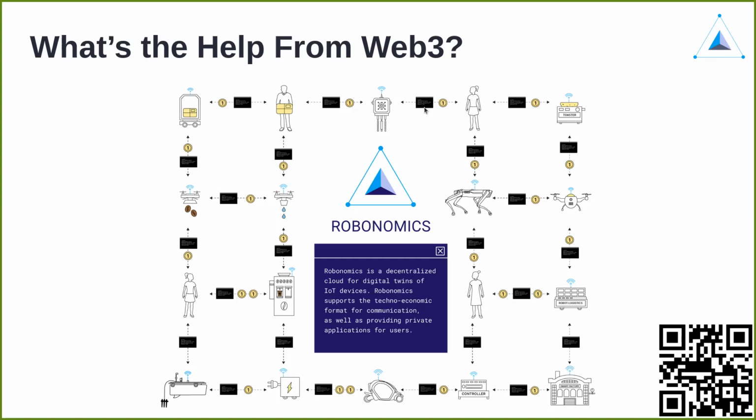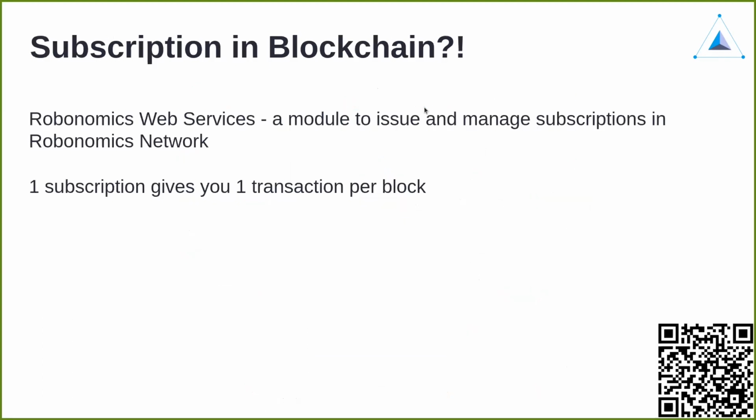Okay. One last thing I would mention is that the only way to interact with blockchain is to send a transaction, and for every transaction we will pay some fee, right? It's the general purpose of the blockchain. But in the Robonomics network, we introduce a subscription. The subscription is actually a token that allows you to send some amount of transactions with no fee.